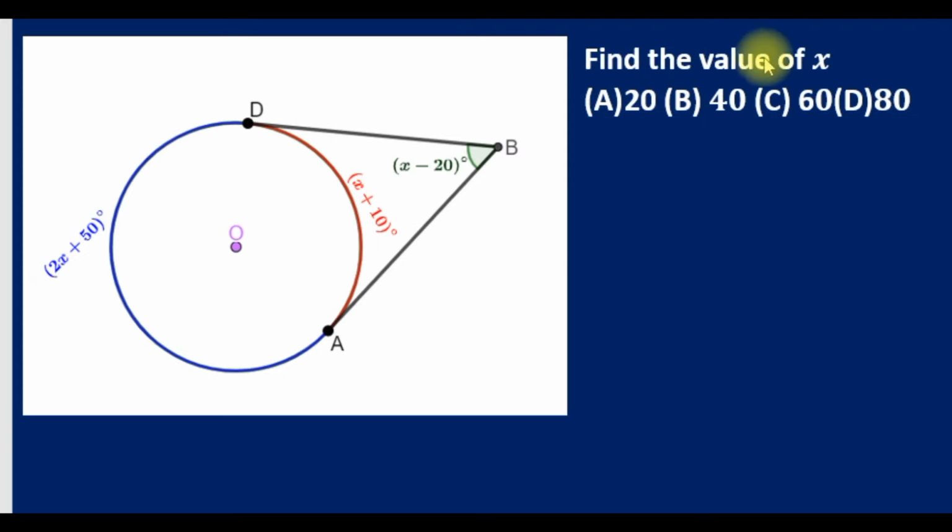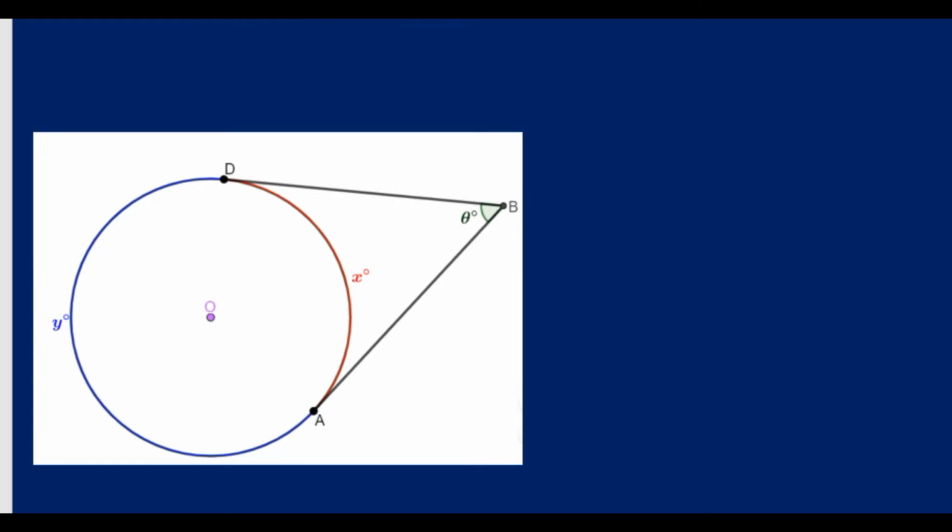We are asked to find the value of x given this diagram. Okay, before I solve this, if you are given this, we want to get the relationship connecting x, y, and theta. So the answer is that theta, that's the angle made by the two tangents.